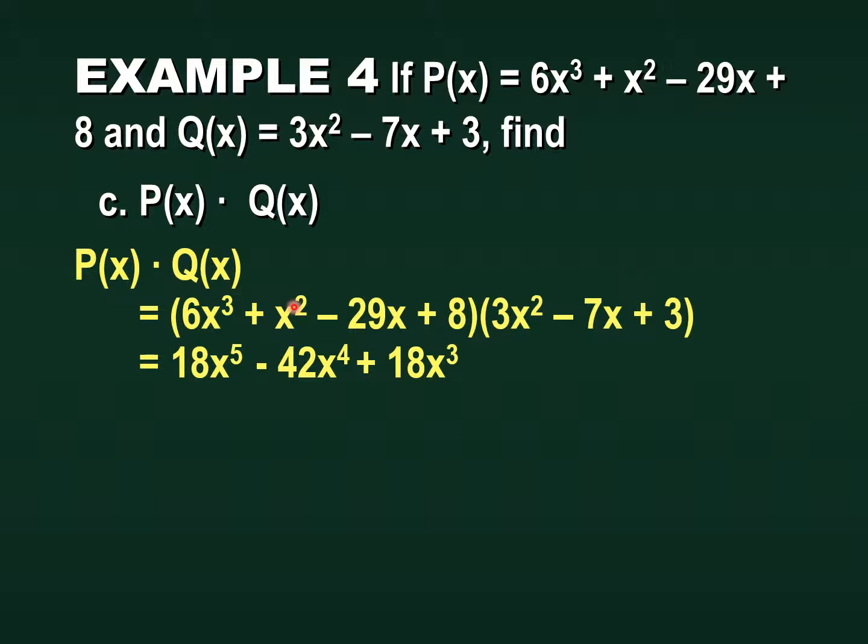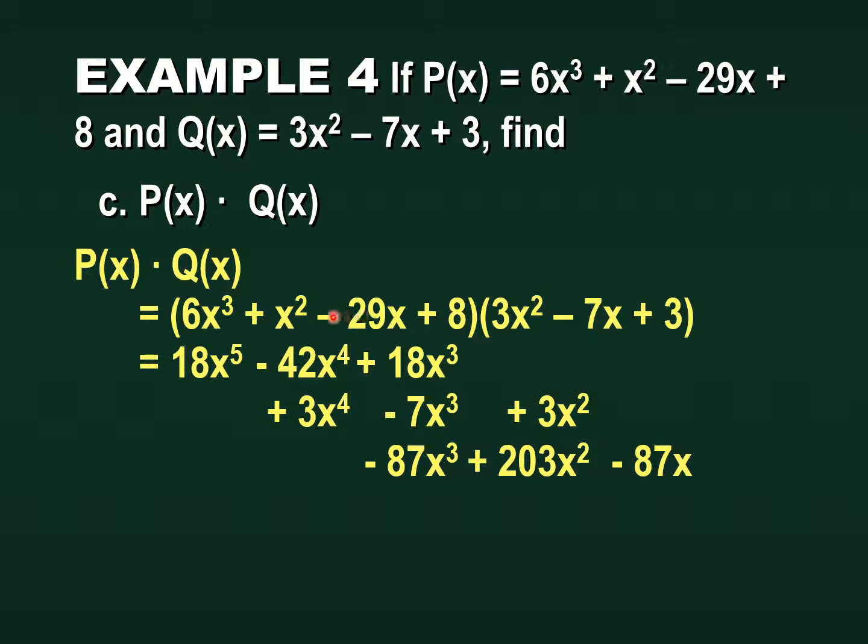Now we do our next term. X squared times 3x squared gives us 3x to the 4th. X squared times -7x gives us -7x cubed. X squared times 3 is 3x squared. Now our next term. -29x, notice the negative goes with the term, times 3x squared is -87x cubed. -29x times -7x is positive 203x squared. -29x times 3 is -87x.